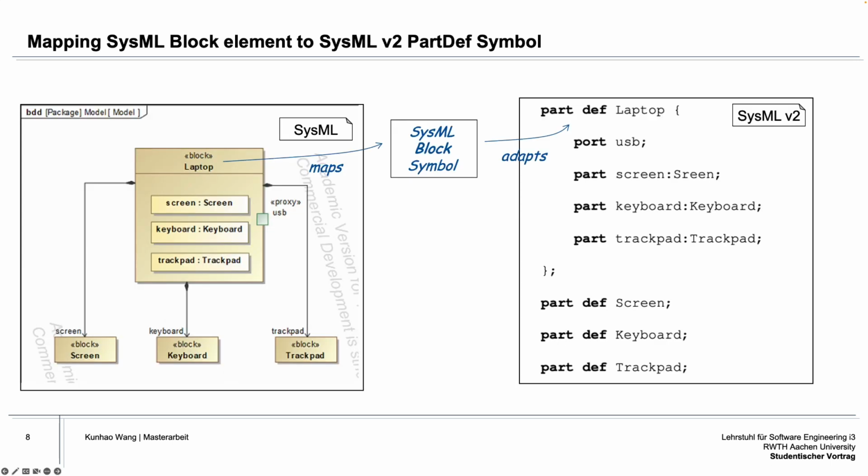The left-hand side is a SysML model, and the right-hand side is a SysML v2 model. We illustrate the mapping concept based on these concrete examples. We have a SysML block element on the left-hand side, and since block is an essential element in SysML, and they are usually named during the modeling, we introduce a SysML block symbol for it, which can be adapted to the SysML v2 part-def symbol.